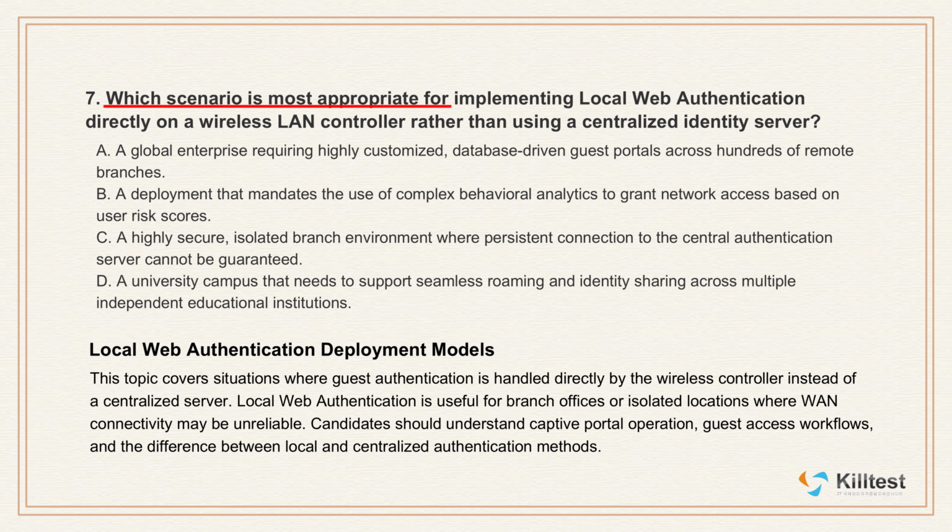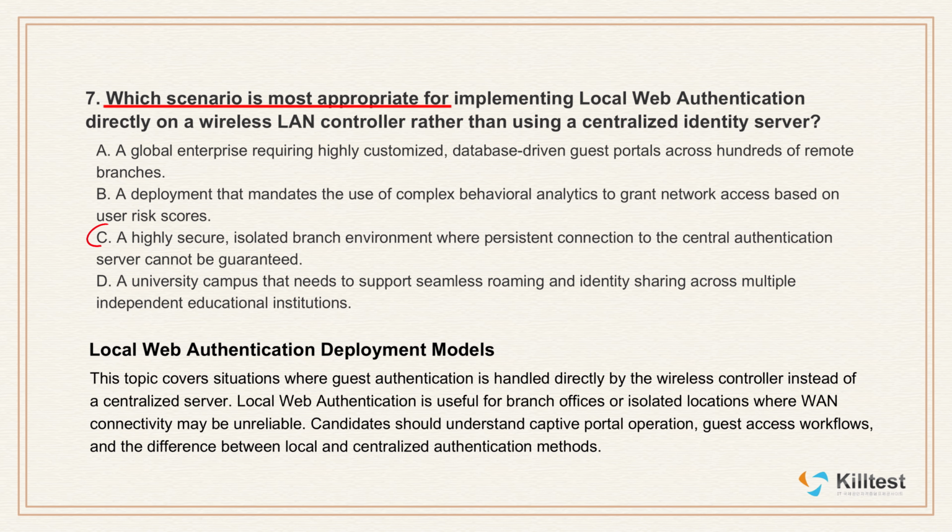That makes sense. So option A is wrong because a global enterprise needs a central database to manage all that complexity. Precisely. A local controller can't handle a massive database-driven portal. And option B, complex behavioral analytics. Again, way too much heavy lifting for a local branch controller. You need a centralized identity server for machine learning and analytics. And option D, the university roaming. Seamless roaming across independent universities requires central federation. Isolated local controllers can't talk to each other to share those identities.